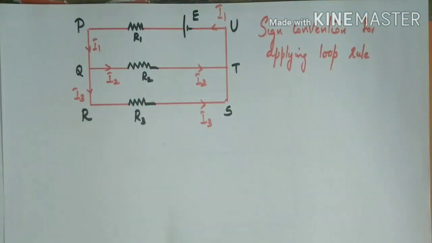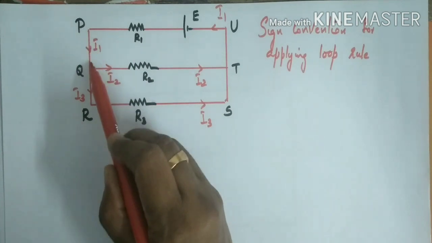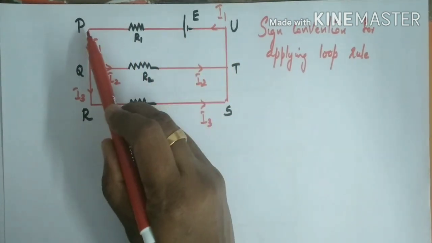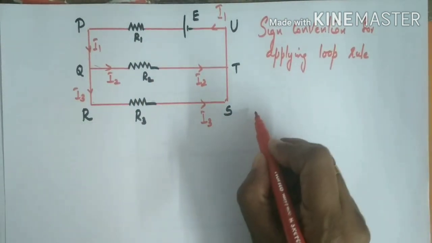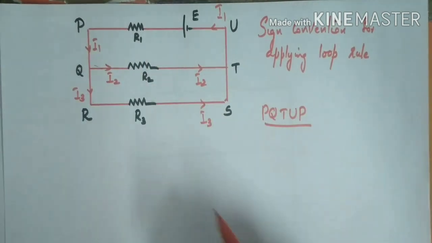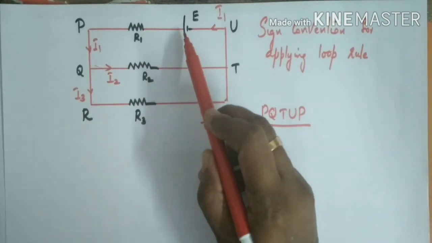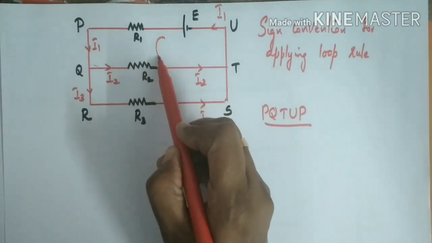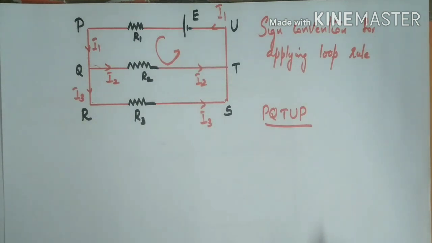So how will you apply the loop rule? If you consider the loop, what is the loop under consideration? P, Q, T, U, and back to P. So the first loop under consideration is P, Q, T, U, P, the closed loop. Since the cell is here, we can consider any assumed direction of current. Here the direction of current is from positive to negative. Any direction can be taken, clockwise or anti-clockwise, as the direction of traversal. That means the assumed direction can be taken as clockwise or anti-clockwise.